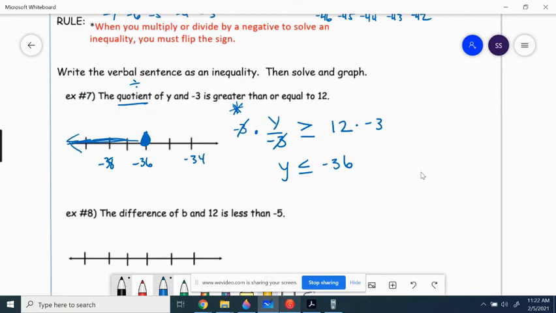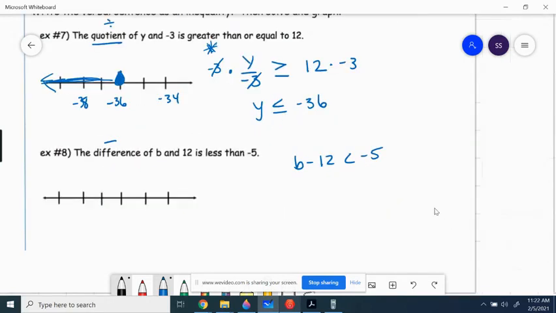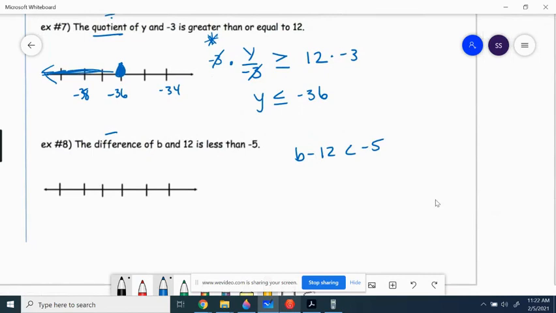All right, number 8. The difference of b and 12 is less than negative 5. Difference means subtract. So this is going to be b minus 12 is less than negative 5. All right, so let's go ahead and solve this one here. B minus 12, we've got to do the inverse operation and add 12. Do it to one side, got to do it to the other side. So I'm left with b on the one side and negative 5 plus 12 is 7. Don't need to switch the sign here. That's just for multiplication and division of a negative. So we just have b is less than 7.